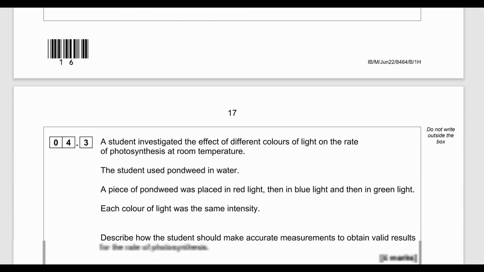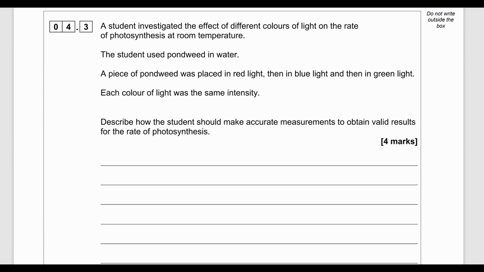4.3. A student investigated the effect of different colors of light on the rate of photosynthesis at room temperature. The student used pondweed in water. A piece of pondweed was placed in red light, then in blue light, and then in green light. Each color of light was the same intensity. Describe how the student should make accurate measurements to obtain valid results for the rate of photosynthesis.